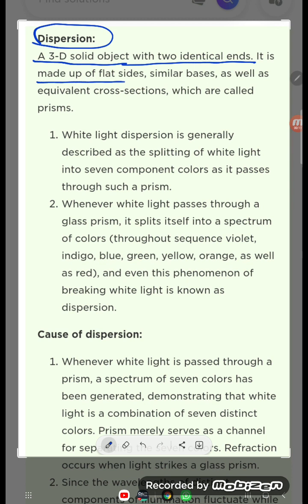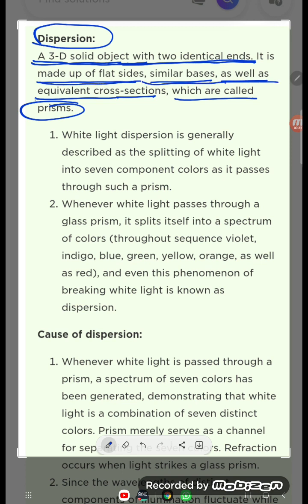It is made up of the flat side, similar bases as well as equivalent cross sections which are called the prism. Okay. So if you talk about the prism, it is the 3D solid object with two identical ends. It is made up of the flat side, similar bases as well as equivalent cross sections which are called prism.